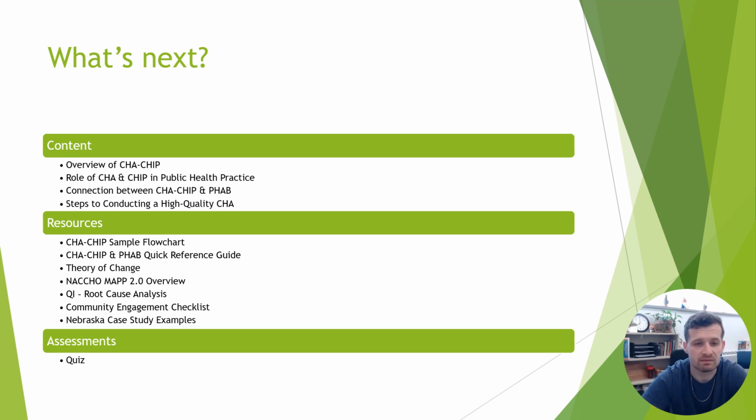And what's next? Well, the content is an overview of the CHA and the CHIP, the role of CHA and the CHIP in public health practice, connecting CHA, CHIP, and PHAB, and steps to conducting a high-quality CHA. And there's a range of resources I'll be trying to provide throughout this training: a sample flow chart for CHA and CHIP, a quick reference guide for the connection to PHAB, a little bit of information about the theory of change, a MAP 2.0 overview, an example of a QI method known as root cause analysis, a community engagement checklist, and then some Nebraska case study examples. And we'll culminate it all with a basic 5-question quiz to assess what you've learned.